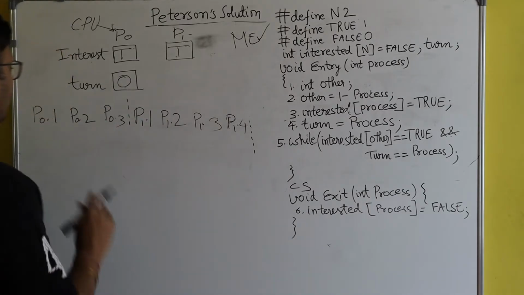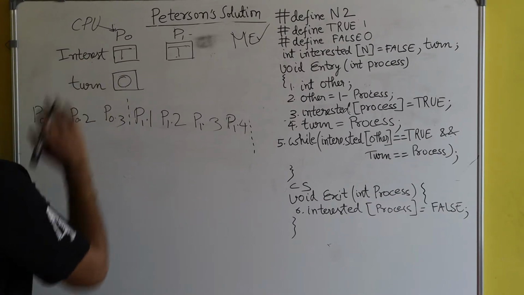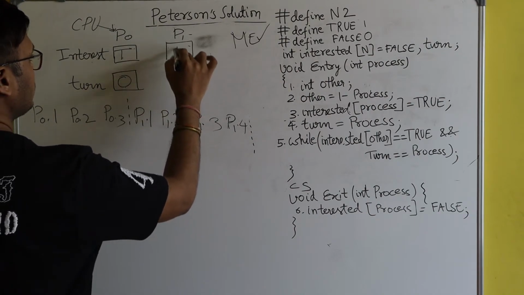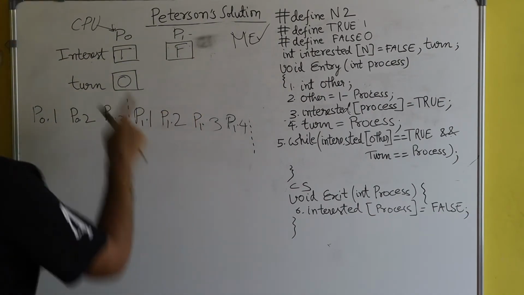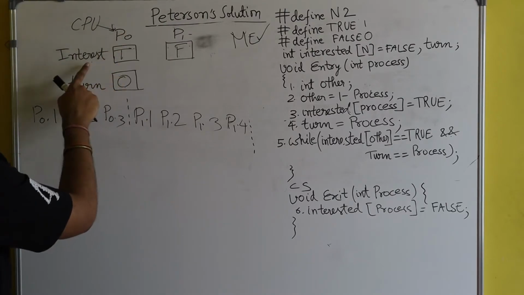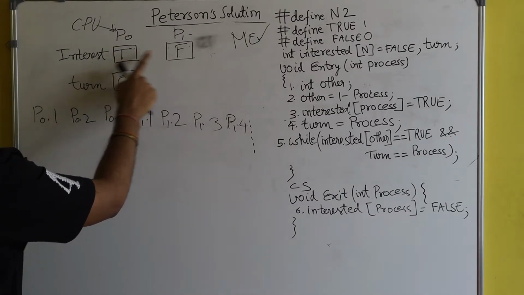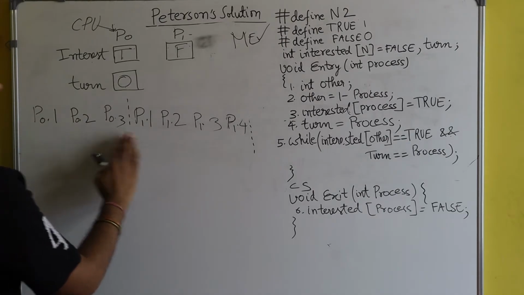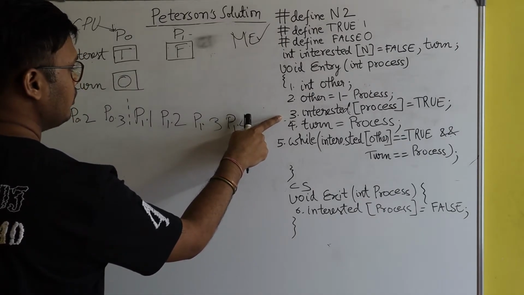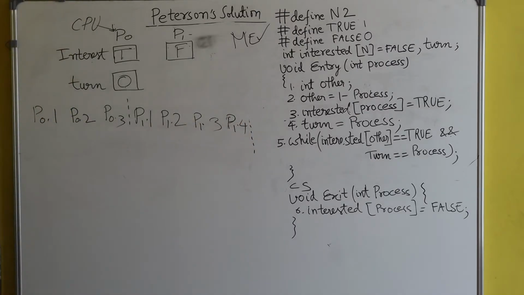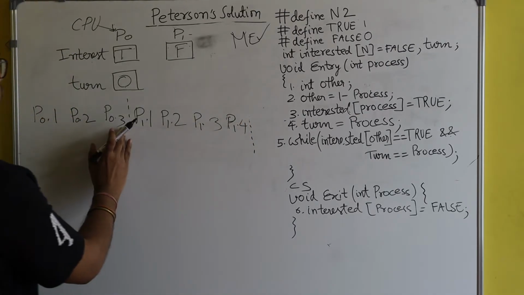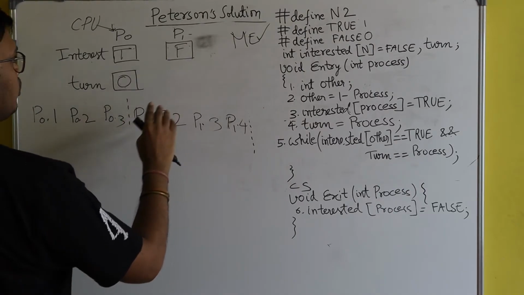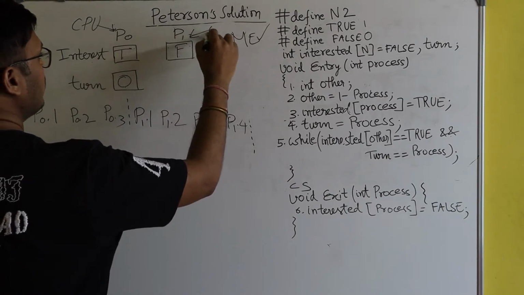So you see here, process P0 was interested initially and process P1 was false. When CPU was with process P0, P0 was interested and P1 was not interested. And after that, process P0 executed line number 3. After that, when preemption happened, the CPU was given to process P1.